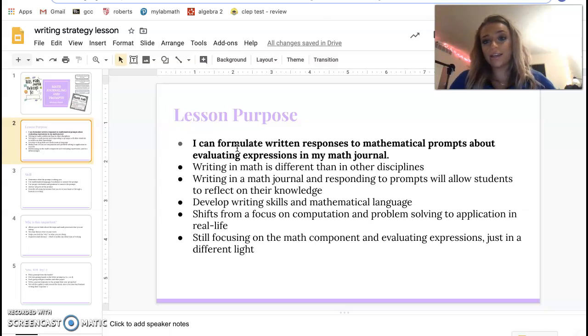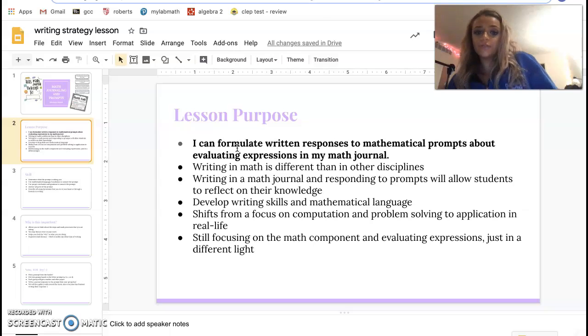This means that writing in my class is going to be different than writing in science or in history or definitely in English. And writing in a math journal and responding to these prompts is going to allow you to reflect on your knowledge and what you learn. It will happen in so many different ways. It's going to allow you to develop your writing skills and use the mathematical language that we talk with every day, but put it onto your papers.